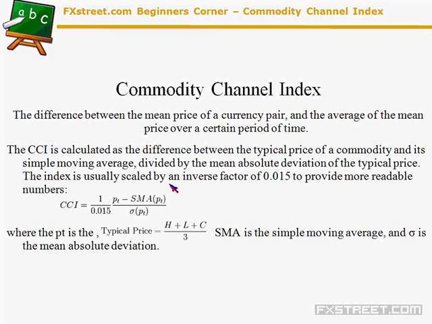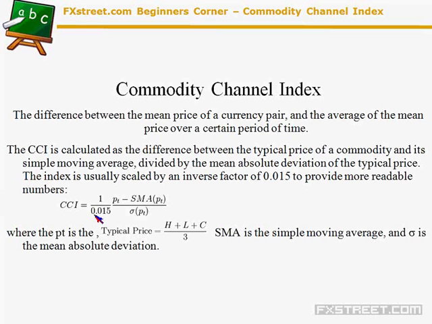The CCI, as you may see in this formula, is calculated as the difference between the typical price, the same that we use for pivot points, right, high, low, and close divided by 3, okay, of a commodity or a certain currency pair, and its simple moving average, divided by the mean absolute deviation of the typical price. The index is usually scaled by an inverse factor of 0.015 that helps us get more accurate numbers when we read it, right? That's just information, not something we need to actually know and understand.